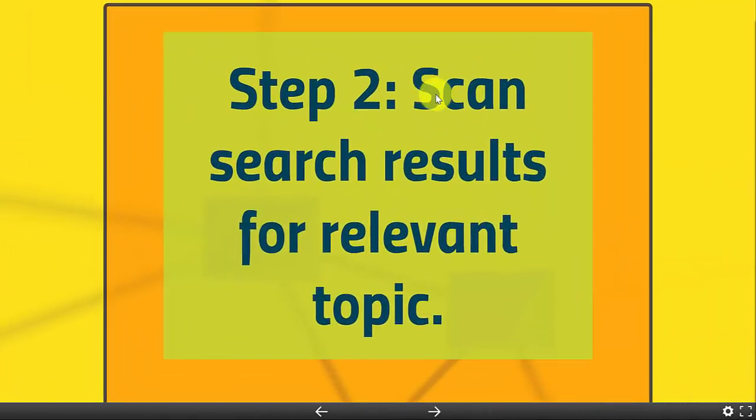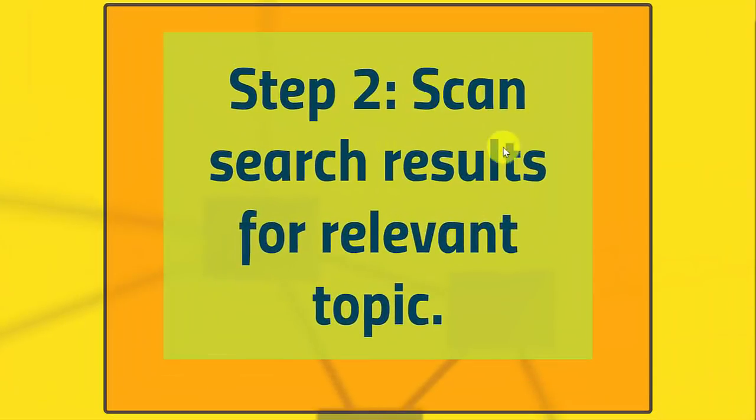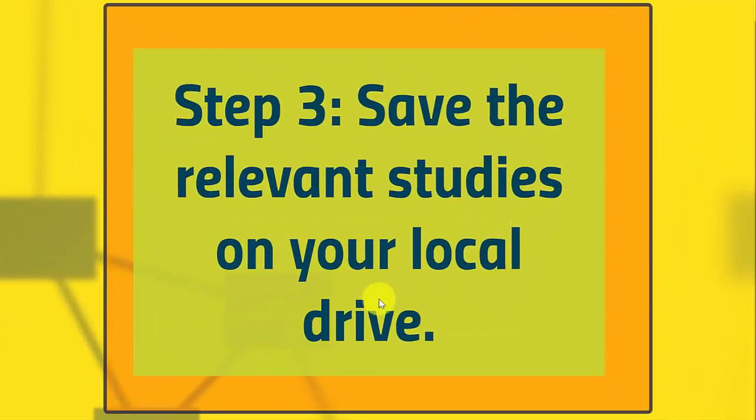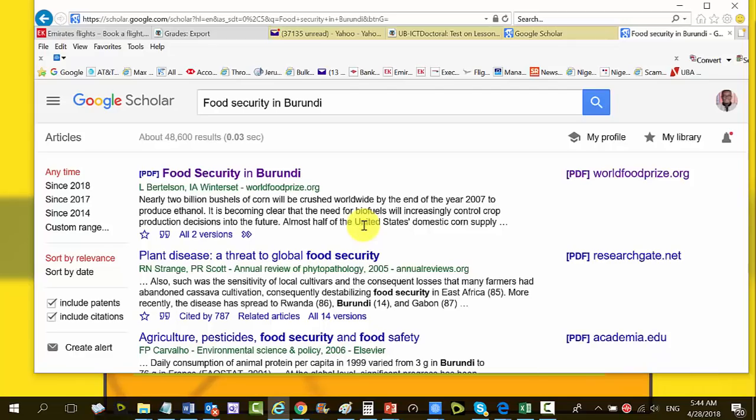Having done with step number 1, what is step number 2? Step number 2 is that we scan the search results for relevant topics. I started doing that a little while ago, but I'm going to now combine that with step 3, that is, save the relevant studies on your local drive. So let's go back to our search. Step 2 is for us to look at the ones that we think are relevant, and step 3, the ones that are relevant, we save to the local drive.